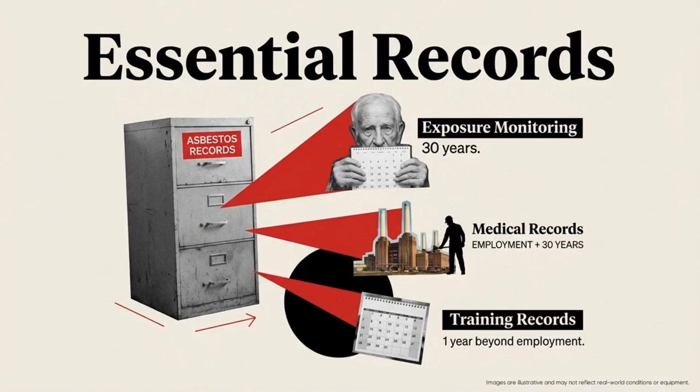You might want to pay close attention here, because the record-keeping requirements are no joke. Look at how long you have to keep these things. Exposure data, 30 years. Medical records, for the entire time someone works for you, plus another 30 years. There's a really important reason for this. Asbestos-related diseases can take decades to show up, so these records are vital for protecting people's health down the road.